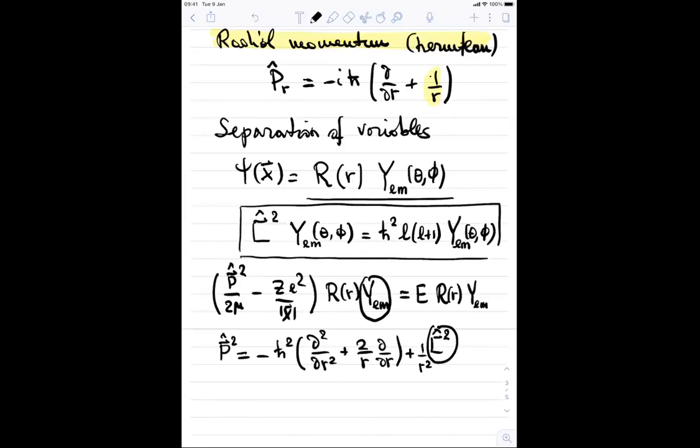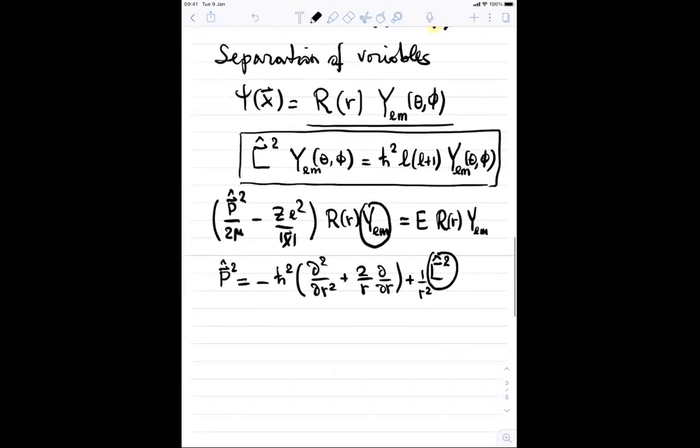Okay, so let's try to spell out the result of the equation star. So the star now becomes, so I have minus h bar square, second derivative with respect to r of the radial function, plus 2 over r, the first derivative with respect to r of the radial function, times obviously the spherical harmonics. Obviously there is a factor twice the mass.